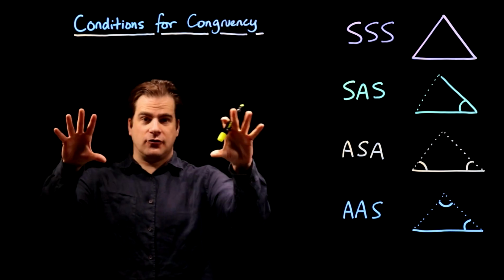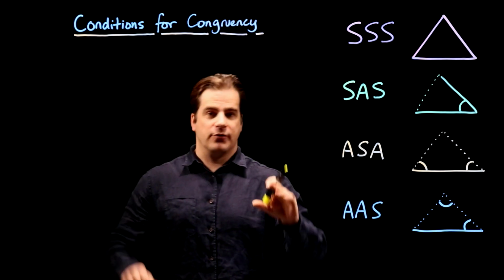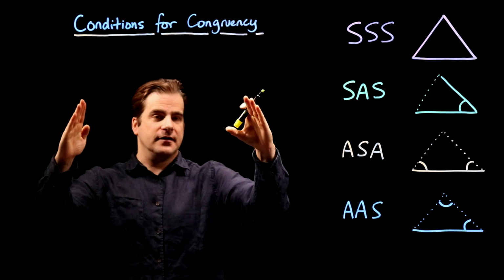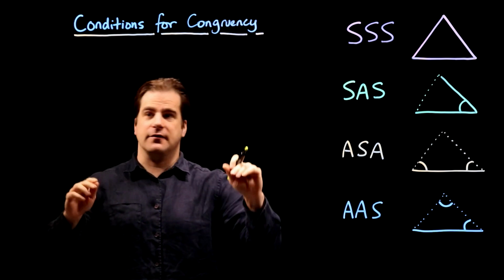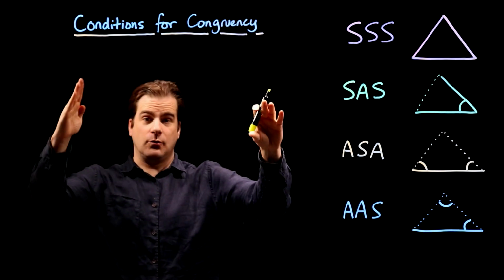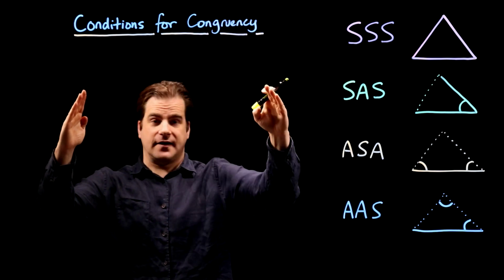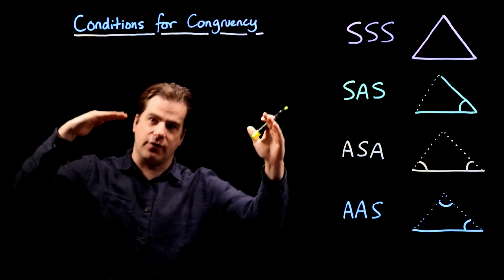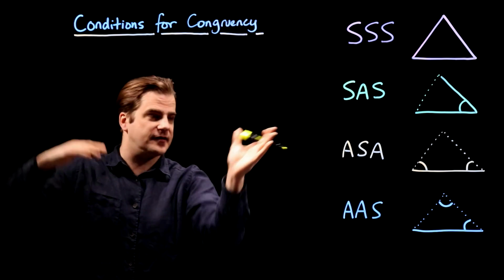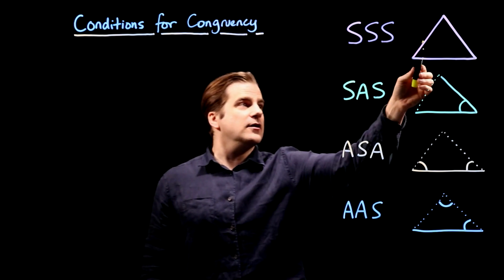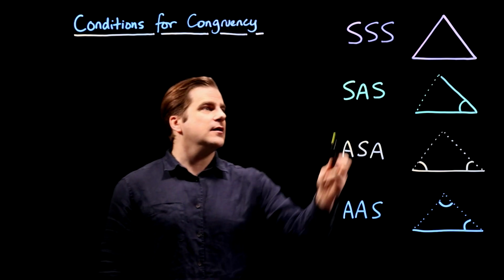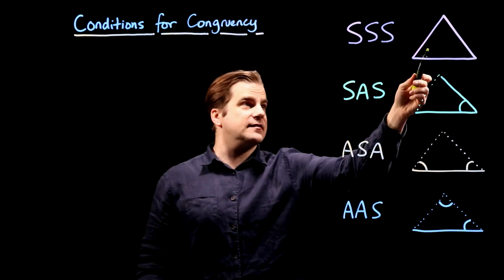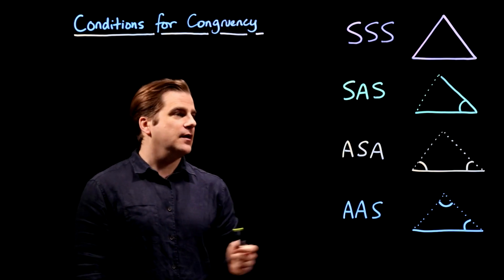So, if you have 2 triangles, and you prove that they both share 3 sides which are all the same length, so triangle 1, triangle 2, this side on triangle 1 is the same as this side on triangle 2, the other side on triangle 1 is the same as the other side on triangle 2, and the third side on triangle 1 is the same as the third side on triangle 2, then you have proved that they are congruent. That's SSS, 3 sides are the same, okay?